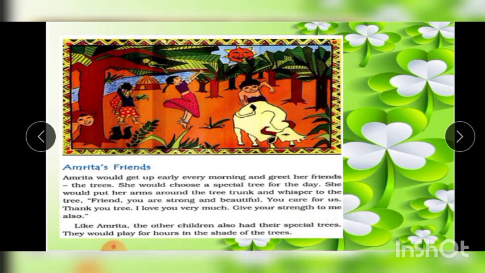Like Amrita, other children also had their special trees. They would play for hours in the shade of the tree.